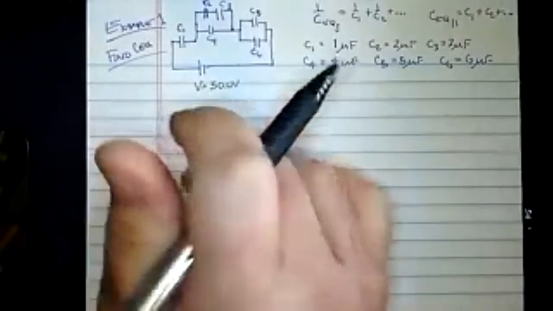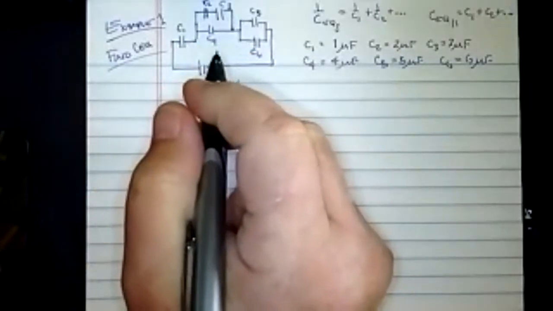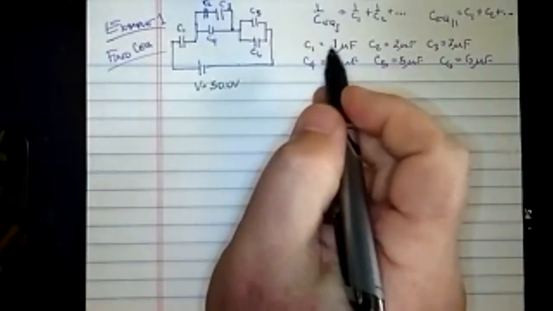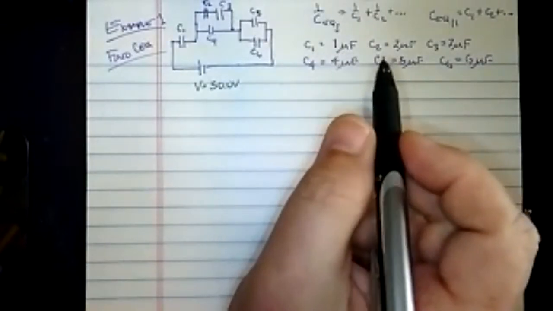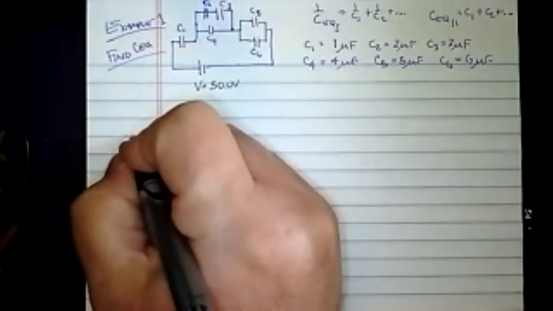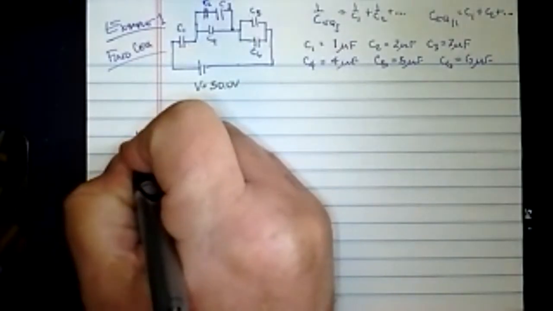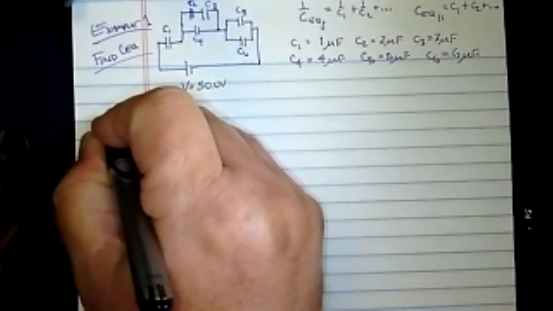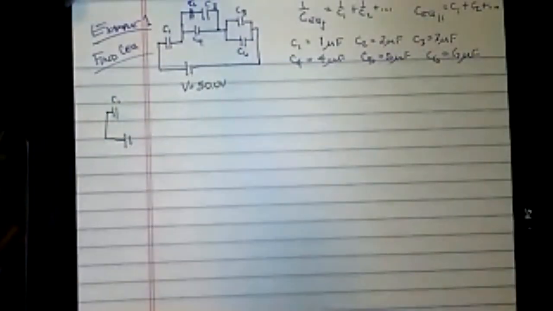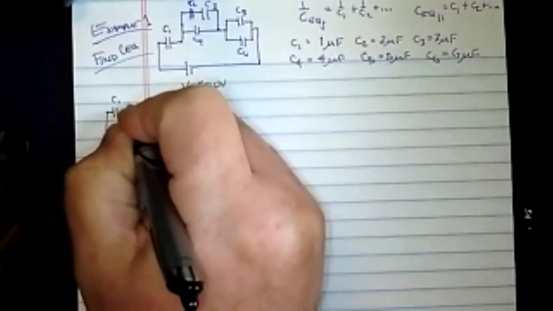I'm going to first attack C2 and C3, which, by the way, I have the numbers over here. Notice their subscripts are equal to their capacitance in microfarads. So the innermost ones, in some sense, are C2 and C3. So I'm going to immediately write, here's my battery. Come out here, here's C1. And I'm going to replace C2 and C3 with just a new capacitor, C.